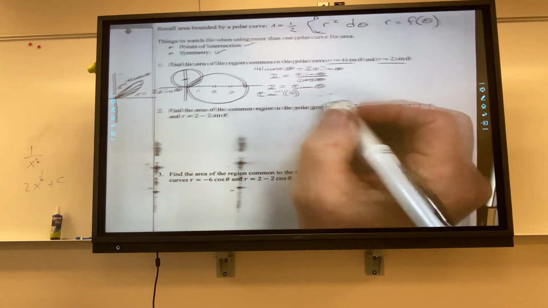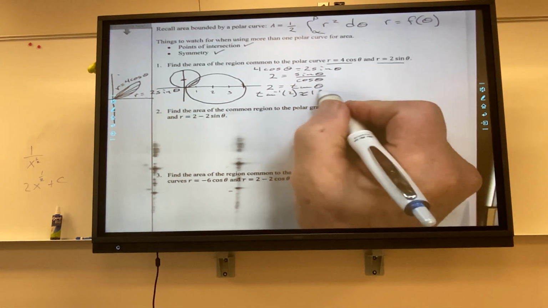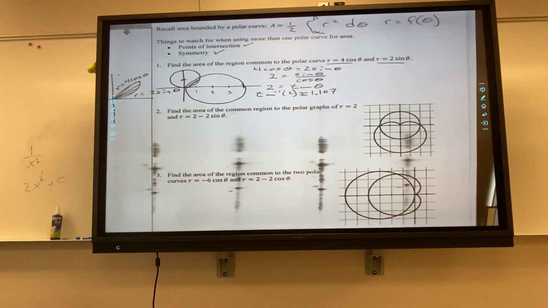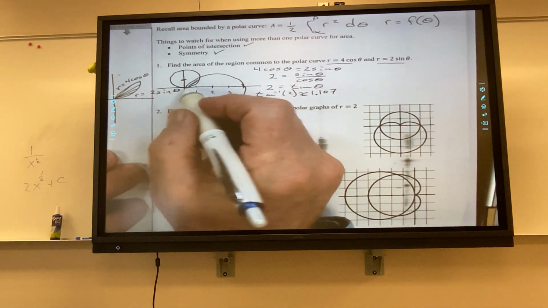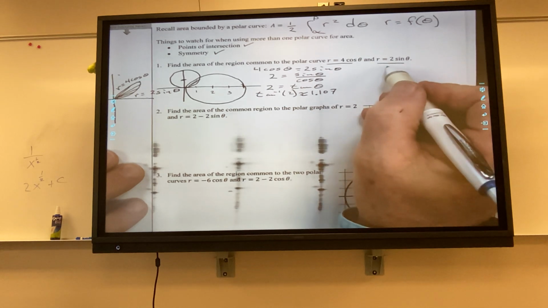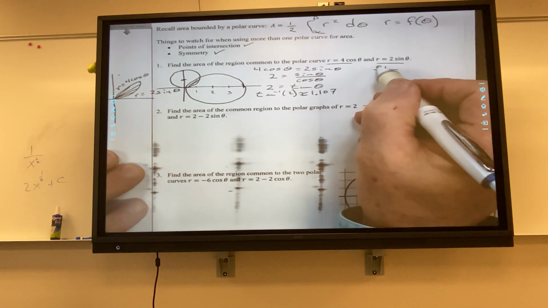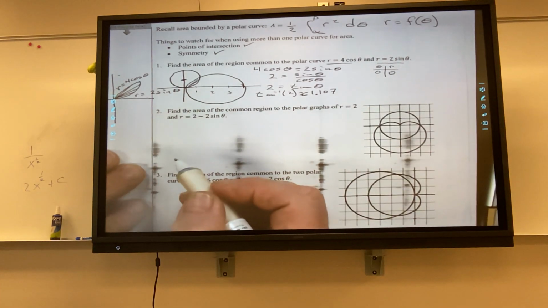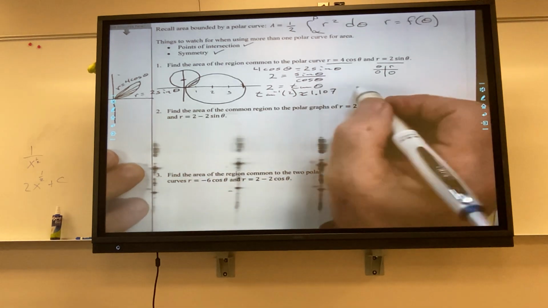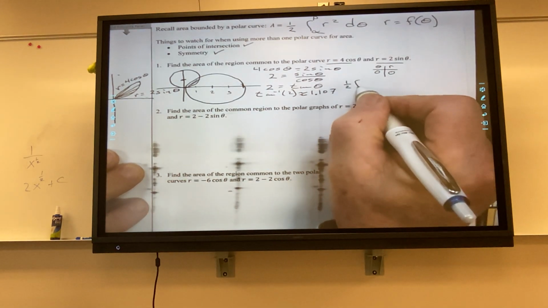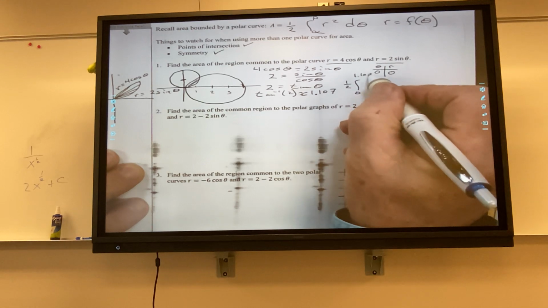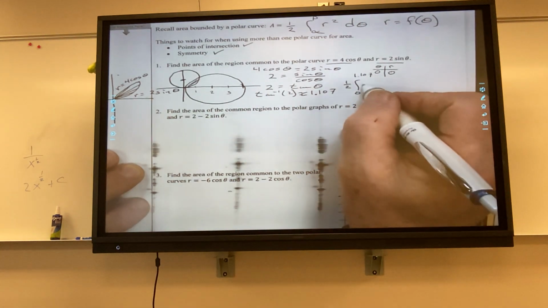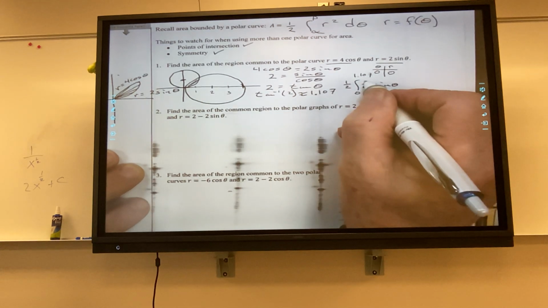So I get tangent inverse of 2 to be approximately 1.107. So what I'm going to do is, when I put 0 in the sine, I get 0, correct? Would everybody agree with me? So that means I'm going to have 1/2, and I'm going to integrate from 0 to that point, which was 1.107. And I have 2 sine of theta, that's my r. I'm going to square that, d theta.